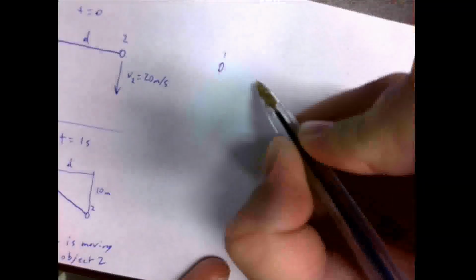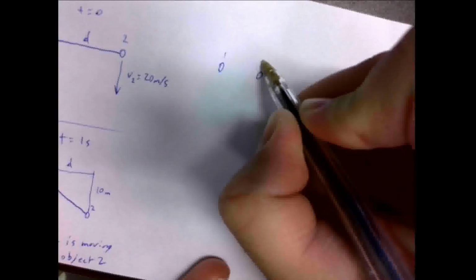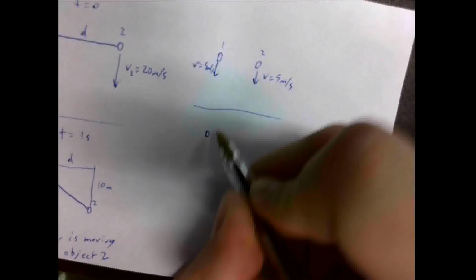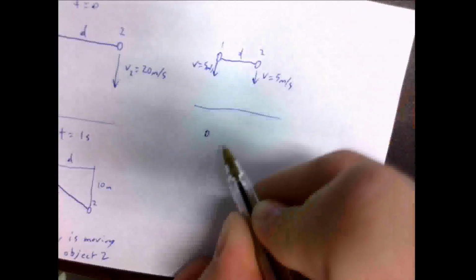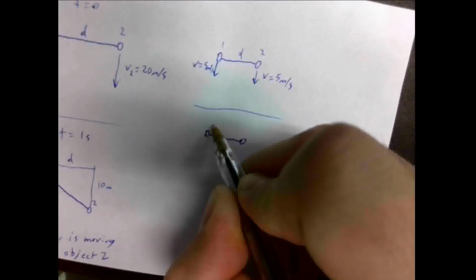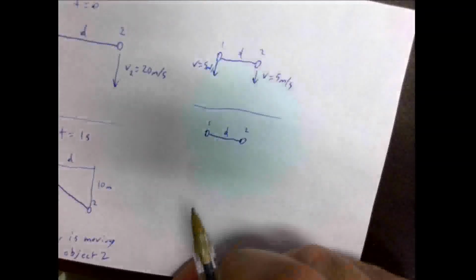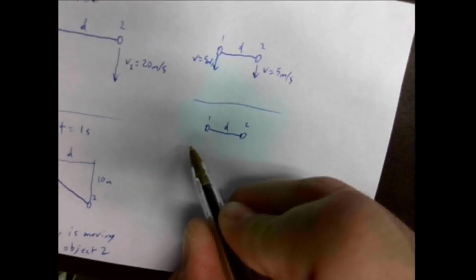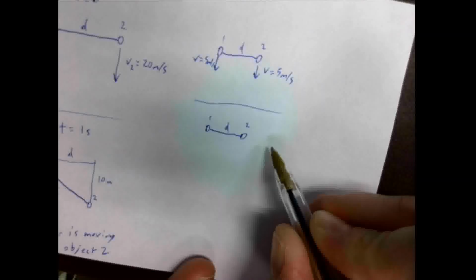Another quick example: if we have object 1 and object 2, and they are both moving at the same velocity, 5 meters per second, for example, in the second diagram the distance between them, d, would not change. So in this case, object 1 is not moving with respect to object 2.